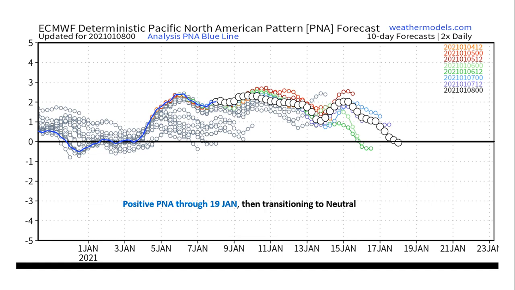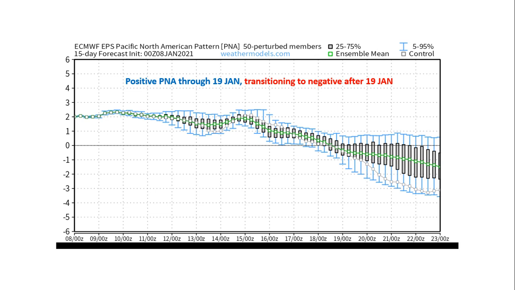Showing European deterministic. See the white lines there? That's your forecast, the white circular line. Positive PNA, according to this model, through about the 19th of January. Then it starts to transition to neutral. The European EPS, PNA, 50 perturbed members, forecast out to 15 days. On out to the 23rd of January. Notice the positive trend in the green line, okay, above that zero line there, positive 2, and that runs positive all the way out through about the 18th to the 19th of January.